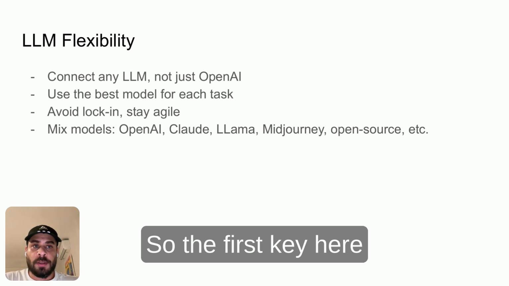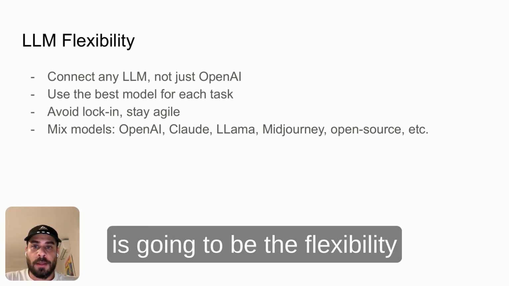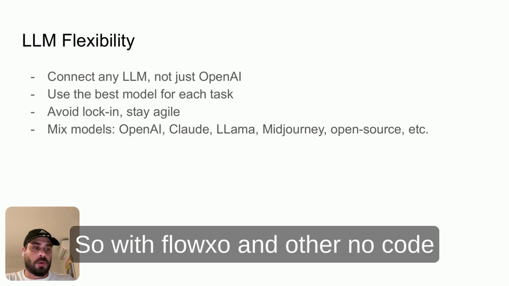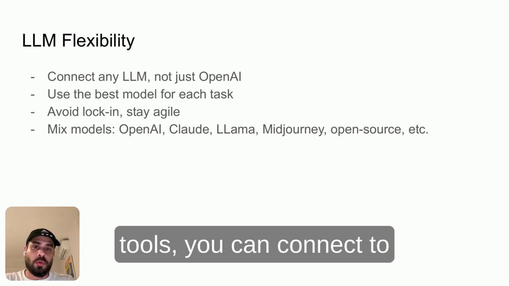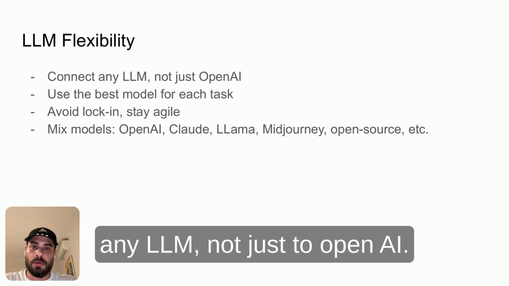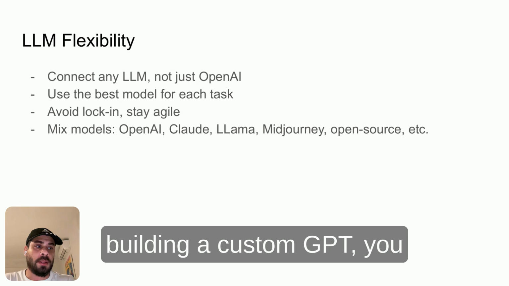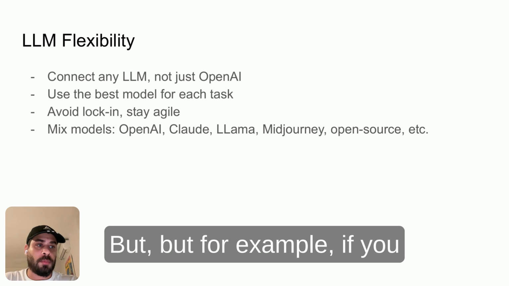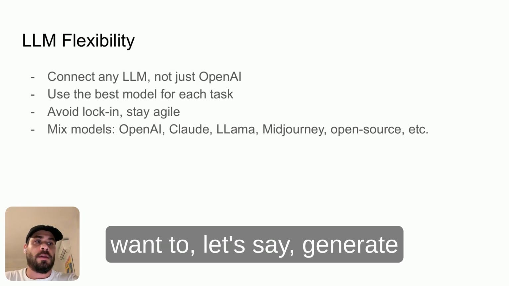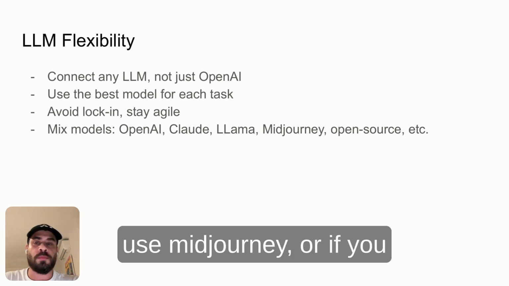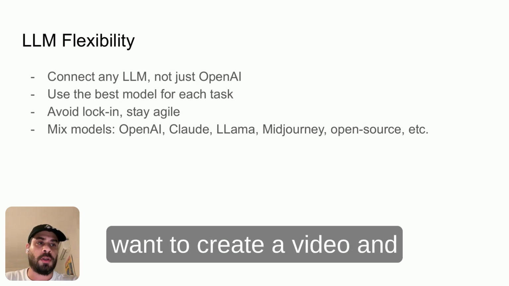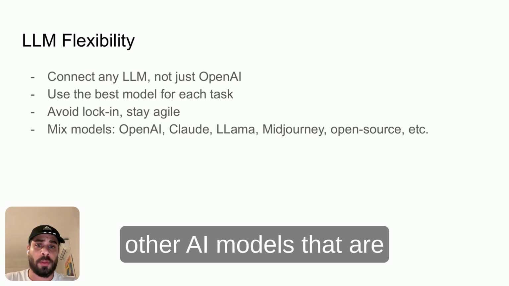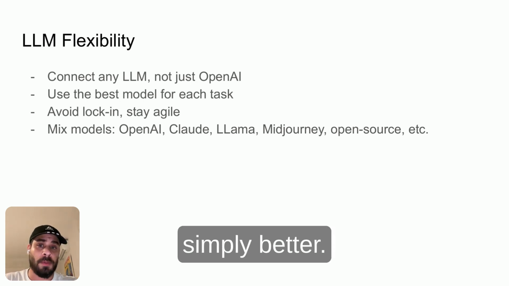So the first key here is going to be the flexibility of the LLM. So with FlowXO and other no-code tools, you can connect to any LLM, not just to OpenAI. So for example, when you are building a custom GPT, you can only connect to OpenAI. But for example, if you want to, let's say, generate an image, you might want to use Midjourney, or if you want to create a video and you don't like Sora, you would like to use, I don't know, Higgsfield AI or other AI models that are simply better.